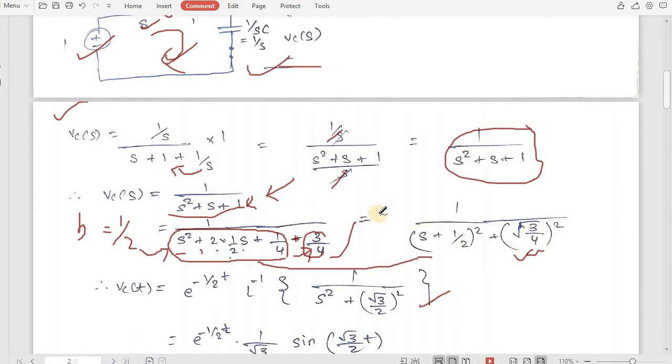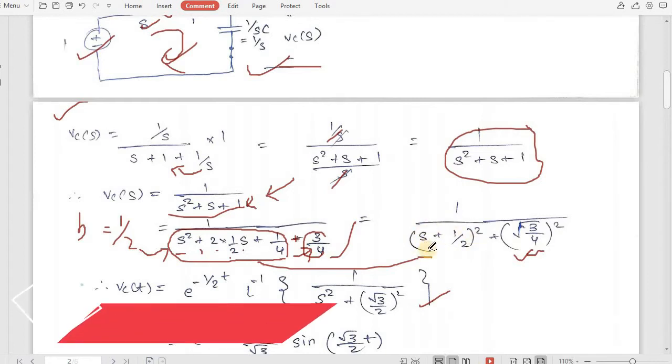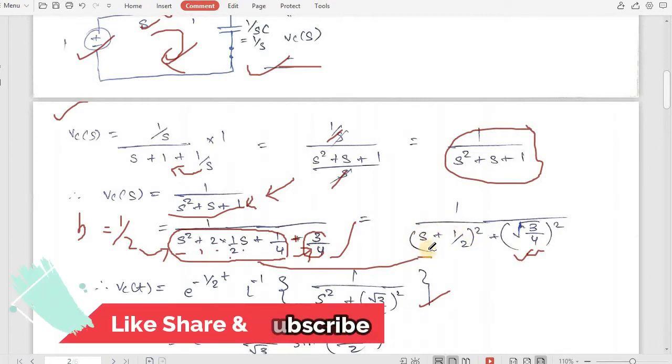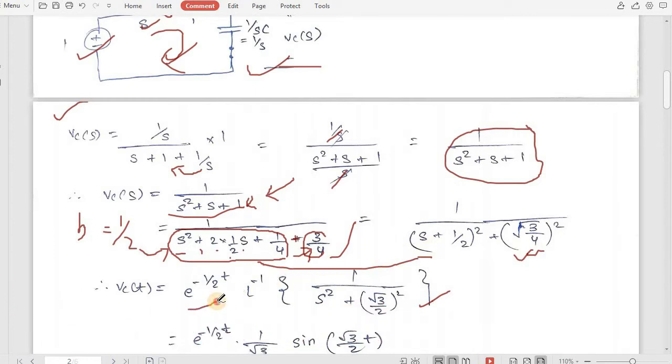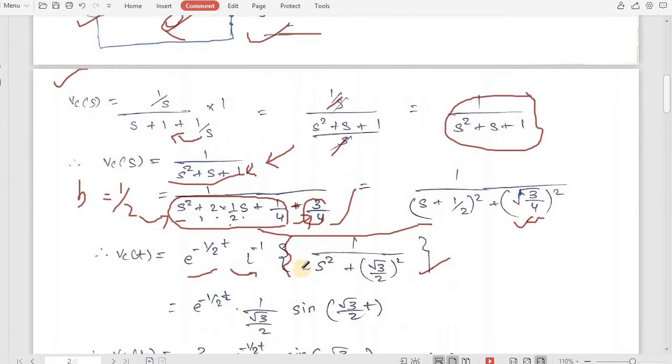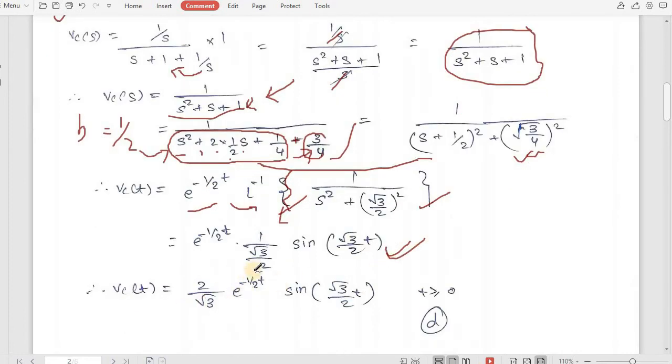Now if you take the inverse Laplace, first we have to remove the effect of the exponential, as we have already discussed. So we will have e raised to minus 1 by 2 t. Then we have to take the inverse Laplace of the remaining part, which is 1 upon S square plus root 3 by 2 whole square. Now if you see carefully, we have 1 upon S square plus a square. So the inverse Laplace will be 1 upon a, where a is root 3 by 2, so 1 upon root 3 by 2 into sin(at), that is sin of root 3 by 2 t. Now if you rearrange it, it will be 2 by root 3 e raised to minus 1 by 2 t sin root 3 by 2 t. So this is your answer for VC(t).